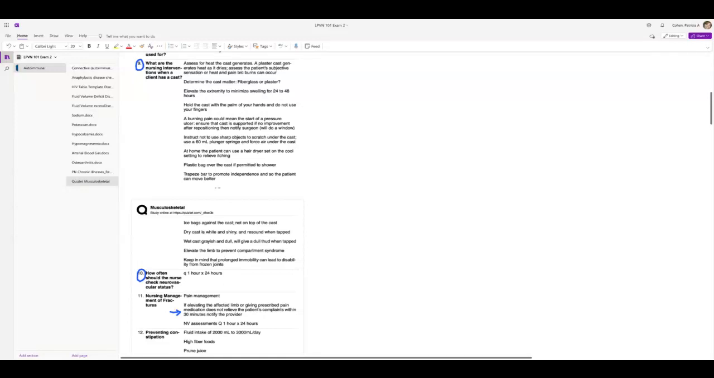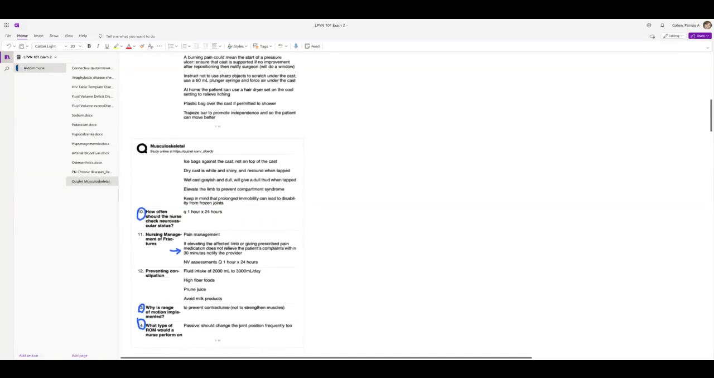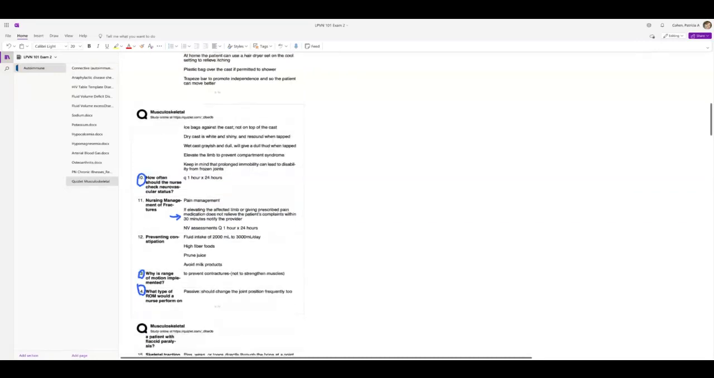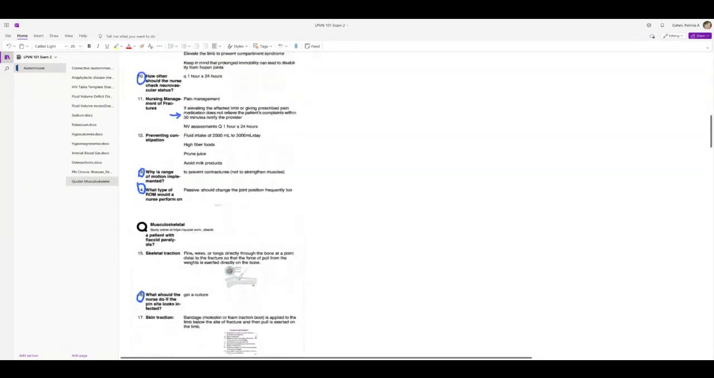Okay. How often should you do neurovascular checks on a new cast? Every 1 hour times 24 hours. Okay. Management of pain, you elevate. Okay. So let's say you medicate your patient, but they're still complaining of pain and it's out of proportion to what you think it should be, okay, they could have compartment syndrome. So if that pain is not relieved, you need to call the provider, okay, because they need to go to the OR ASAP. All right. I already talked about range of motion.